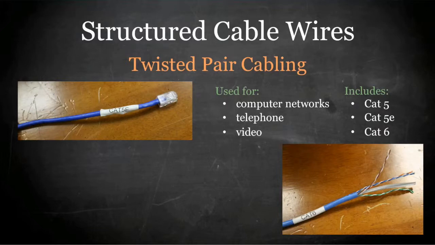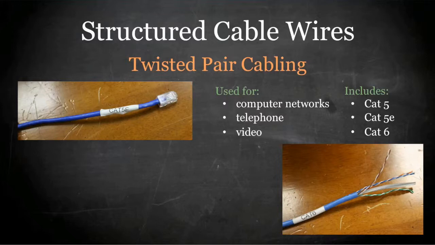Cat5 cable supports a maximum Ethernet speed of 100 megabits per second. Cat5e cable supports up to 1 gigabit per second, which is equivalent to 1,000 megabits per second. Cat6 cable supports gigabit Ethernet speeds as well and is ready for the new 10 gigabit over Ethernet standard when it's released in the future.